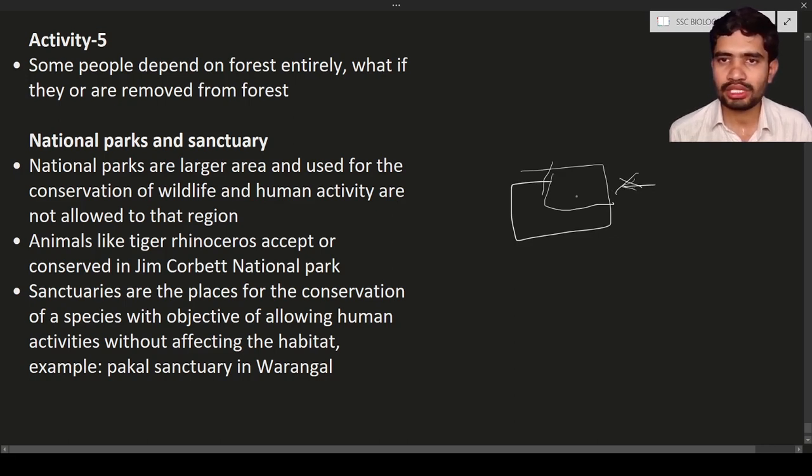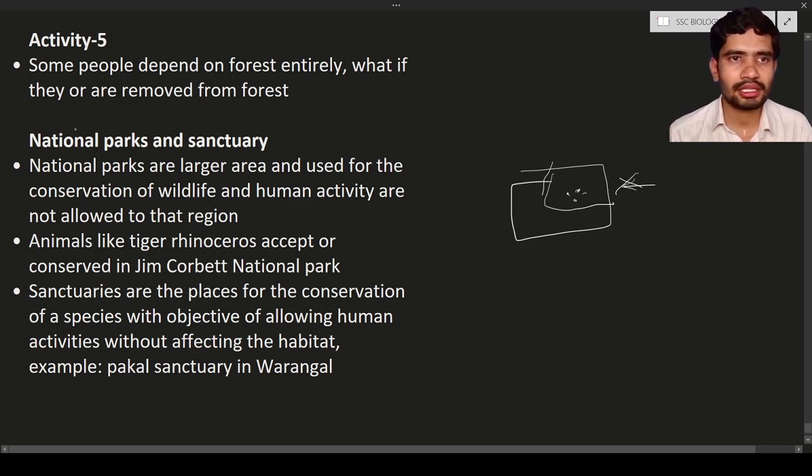Now the question is, some people are living in the forest, in this region. What about them? These people are known as tribal people. It means they don't know the outside world, they only know how to live in the forest. What about their life? This is a question. Prepare short notes or short information about these people.